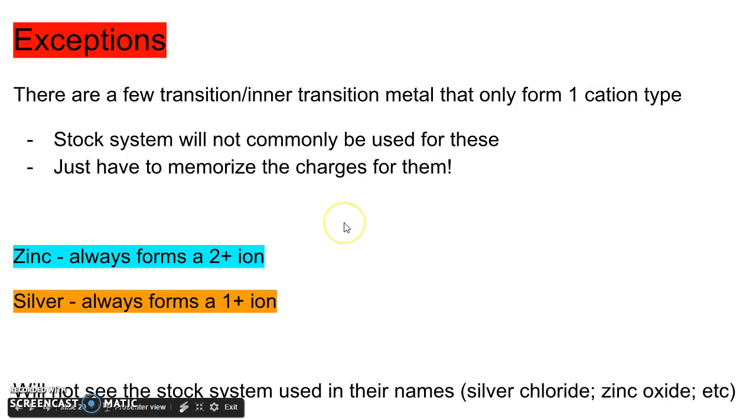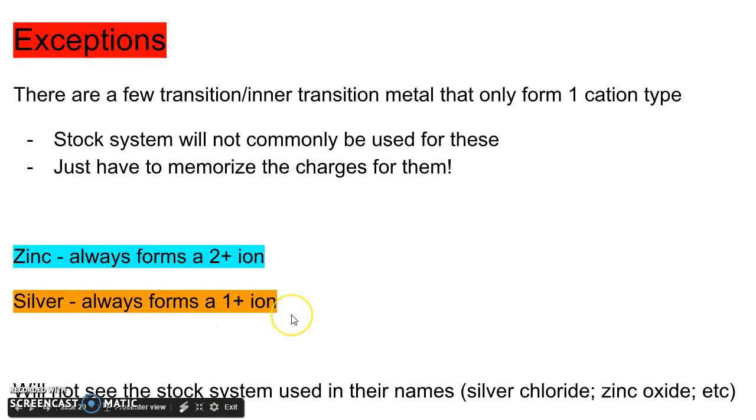And you might even jot them down on your periodic table, like in the box for zinc. You might write down a 2+ ion because zinc always forms a 2+ ion. So you're not going to see zinc(II) oxide in its name down here. You'll just see zinc oxide written down. And they're just expecting you to memorize that zinc forms a 2+.